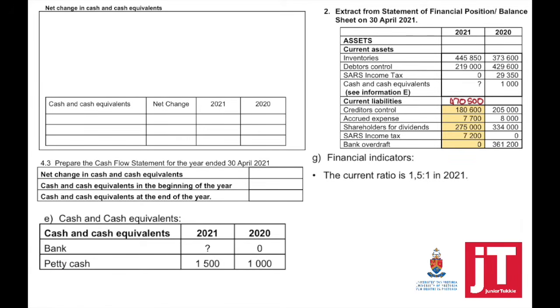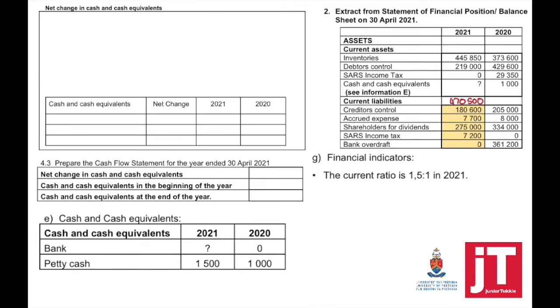When we look at the net change in cash and cash equivalents, we need to look at note number 6, your cash and cash equivalents. But now it says see information E and it's a question mark. Always look for a bank overdraft under current liabilities. Now if we go to information E, you would notice that bank is a question mark. So we don't know what the bank balance was at the end of this year. We need to calculate that. To calculate that, we need to find out the current assets, but we cannot find the current assets because there's a question mark.